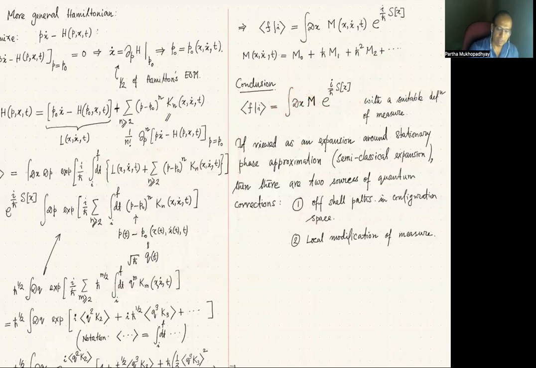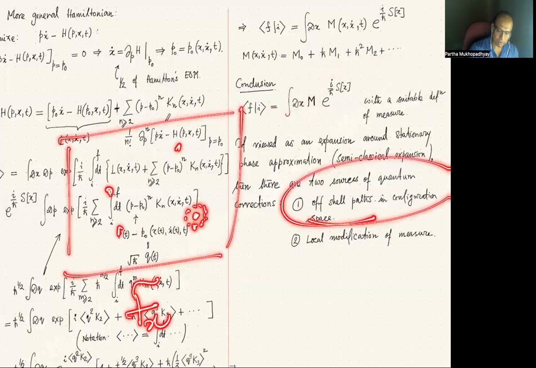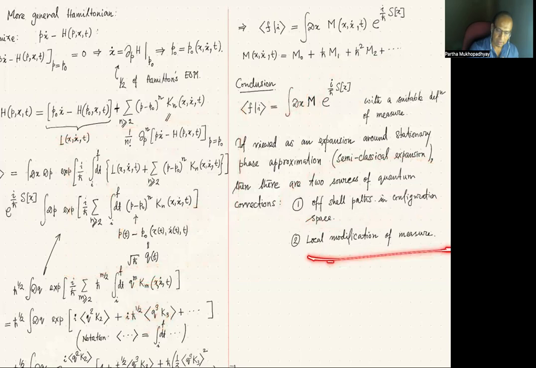The second one is due to the optional paths in the configuration space, as I drew here. These are isolated points, and then the points which are surrounding the neighborhood, they are optional paths. They will also contribute, and those are the quantum corrections. So this is one set of quantum corrections, and the other set of quantum corrections is in M. And let's see what this M is.